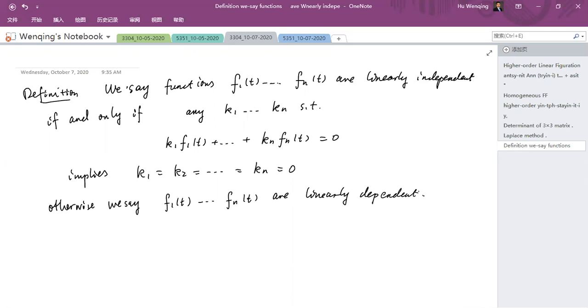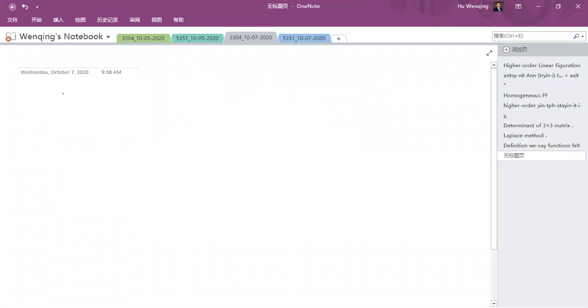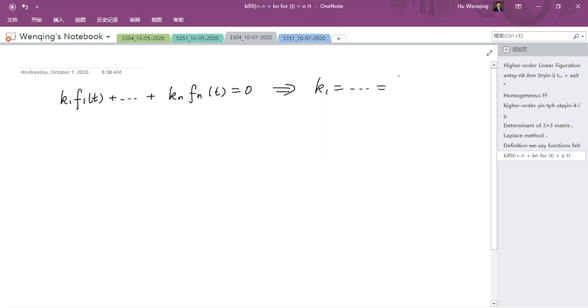This notion is a little bit weird, right? Because it's not related to the Wronskian. Previously we were talking about the Wronskian, and now it seems to be nothing related to the Wronskian. In simple symbols, it just says that if the linear combination k1 f1 plus dot dot dot plus kn fn of t is equal to 0, it implies that k1 is dot dot dot is equal to kn is equal to 0. So that's what linear independence just means.